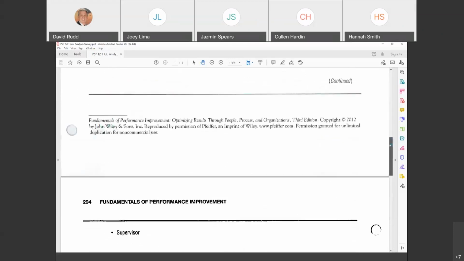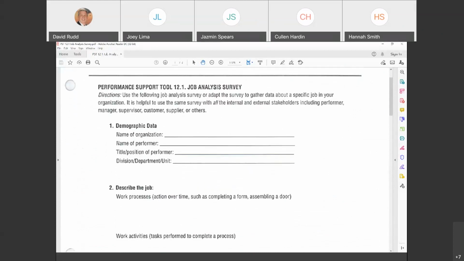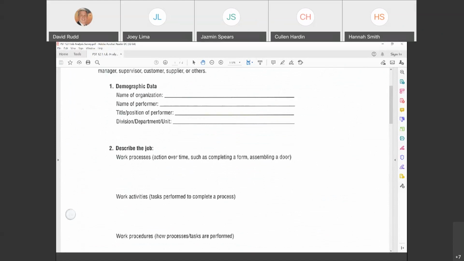If you ever have to do something like that, you've got the tools right here. You don't even have to think about it. Just go down and answer all of these questions. And of course, it's going to take a lot of time. I've only ever done a couple of job analyses in my entire career. They're very rewarding to do.